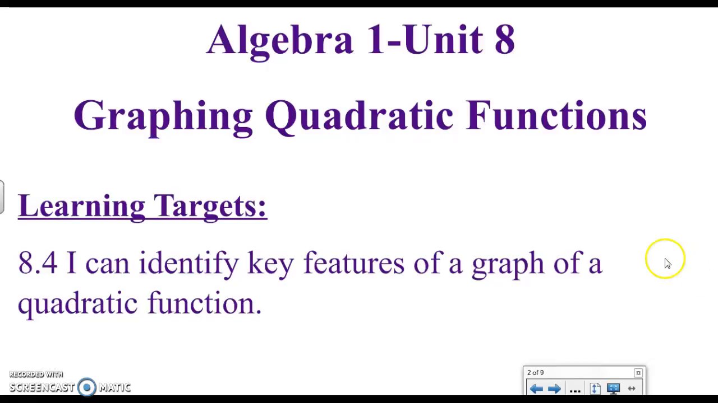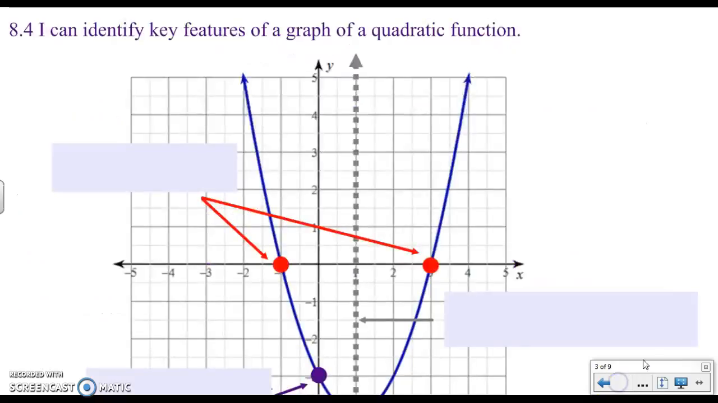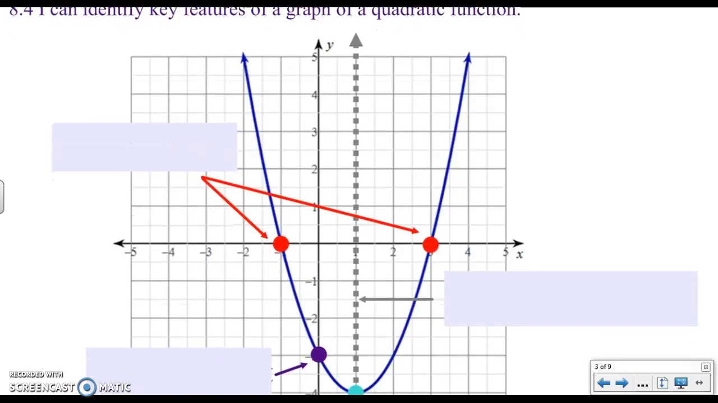Today we're going to start talking about key features of quadratic functions, and we're going to look at the key features from a graph. Tomorrow we're going to look at the key features of a quadratic function from a table. Looking at your quadratic function here, remember yesterday we talked about how this is called a parabola. Few key features here in a parabola.